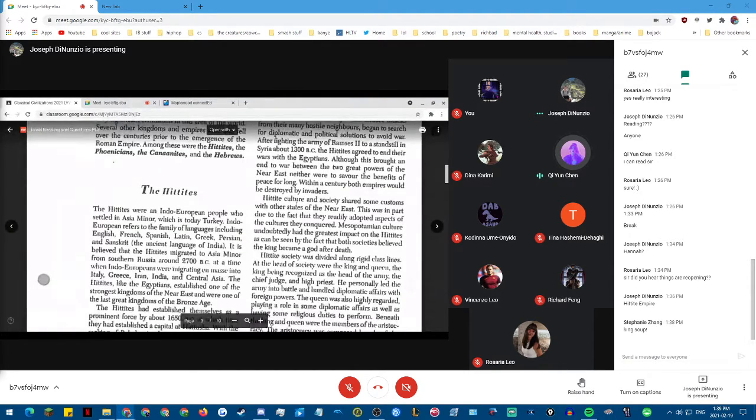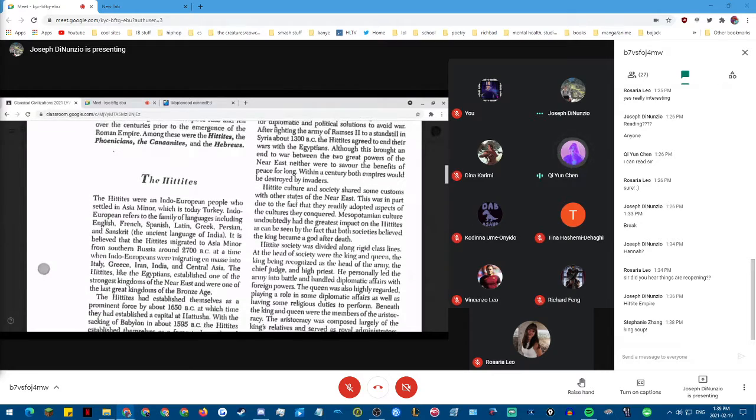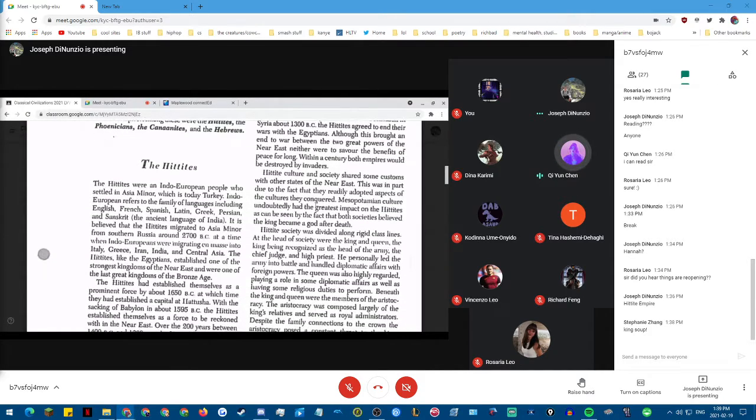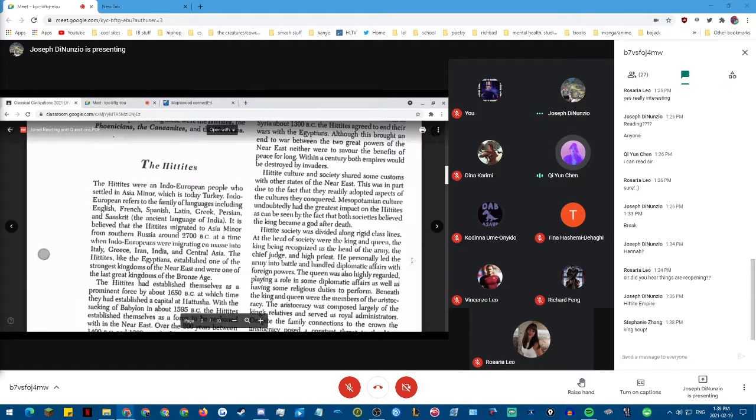Hittite culture and society shared some customs with other states of the Near East. This was in part due to the fact that they readily adopted aspects of the cultures they conquered. Mesopotamian culture undoubtedly had the greatest impact on the Hittites, as can be seen by the fact that both societies believed the king became a god after death. Hittite society was divided along rigid class lines. At the head of this society were the king and queen, the king being recognized as the head of the army, the chief judge, and high priest.